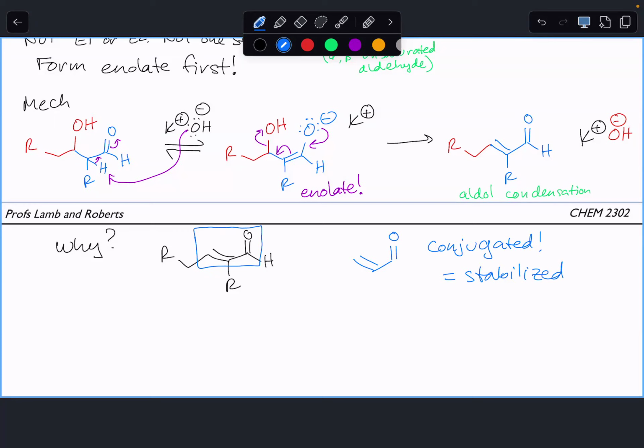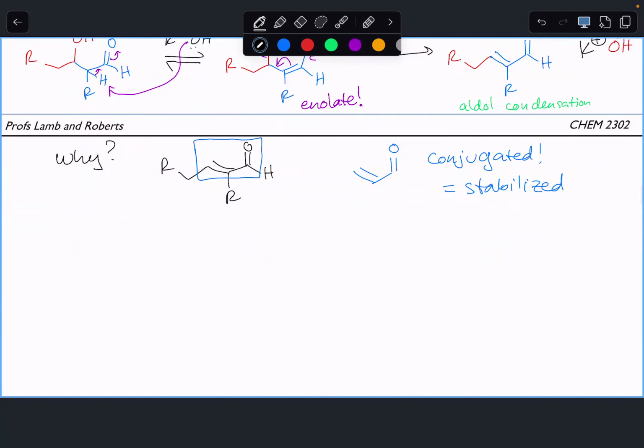And so aldol condensation is actually the default. That's the one that wants to happen because that last step to form this conjugated system is driving it forward. So if you want it to stop at the addition product, you actually need to do something special. So when does condensation not happen?